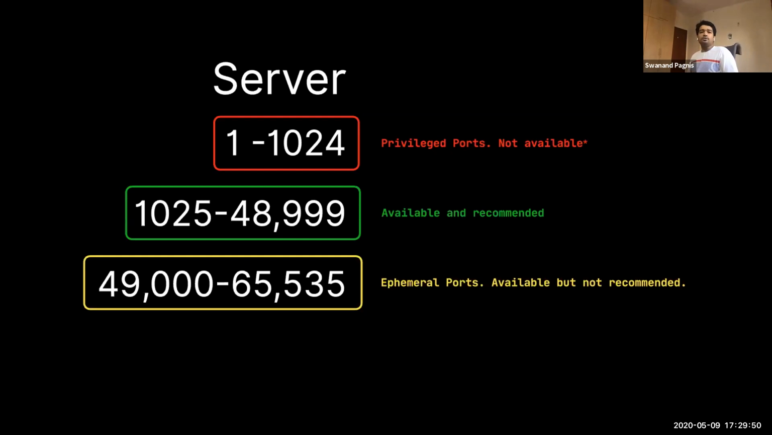And then 49,000 to 65535. These are what are called ephemeral ports. These are also available. You can use them, but from a design perspective, it's recommended that you don't use them. And we're going to see why exactly in a minute.